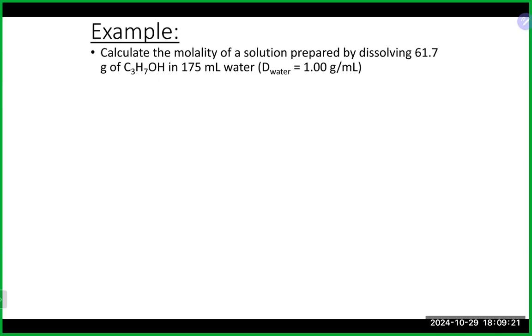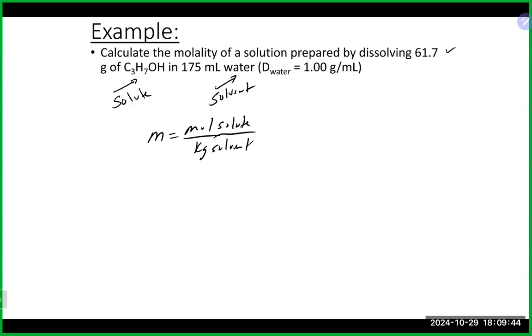Okay, so if we look at this here, the C3H7OH, that's going to be our solute. Water here will be our solvent. And again, we're looking for the molality, which is our moles of solute over kilograms of solvent. So in this case, we do need to convert our grams into moles. So we do need to go to the periodic table to do that. Our carbon would be 12.01, our hydrogen right at 1.008, and our oxygen there at 16.